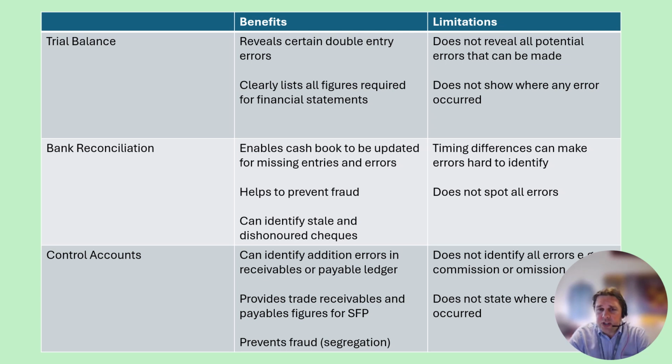If you didn't include a transaction at all, it wouldn't be on the control account and it wouldn't be on the individual accounts. It still wouldn't balance. And just like with the reconciliations, instead of stating where the errors occurred, you just go, oh, they're out by a certain amount, and you just kind of hope that you can spot them.